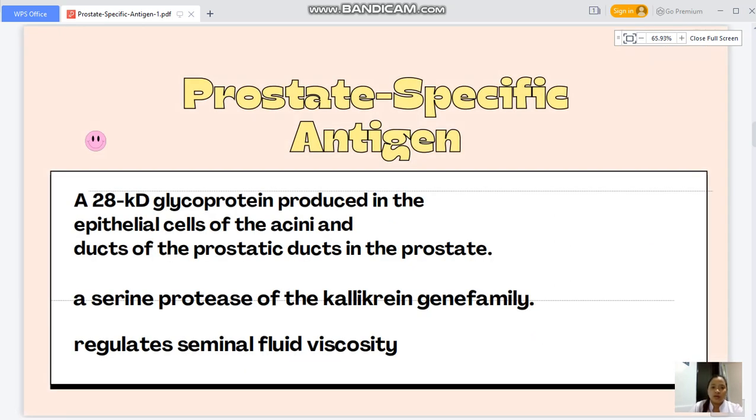So now, let us define prostate-specific antigen. PSA is a 28 kD glycoprotein produced in the epithelial cells of the acini and ducts of the prostate. It is a serine protease of the kallikrein gene family. It functionally regulates seminal fluid viscosity and is instrumental in dissolving the cervical mucus plug, allowing sperm to enter. The most important role of PSA is in fertility in men.